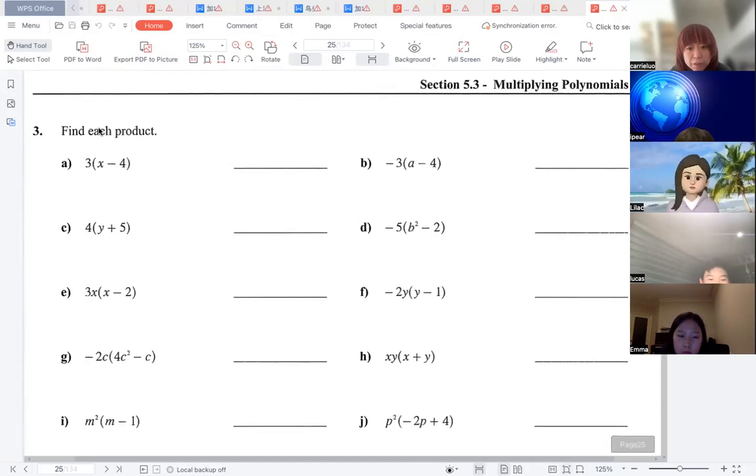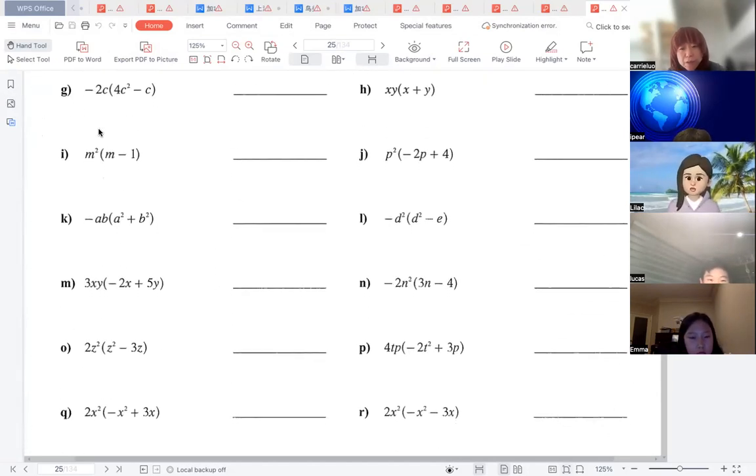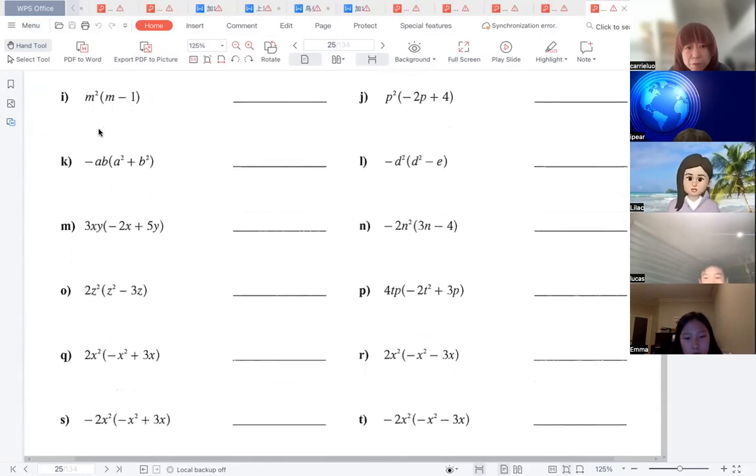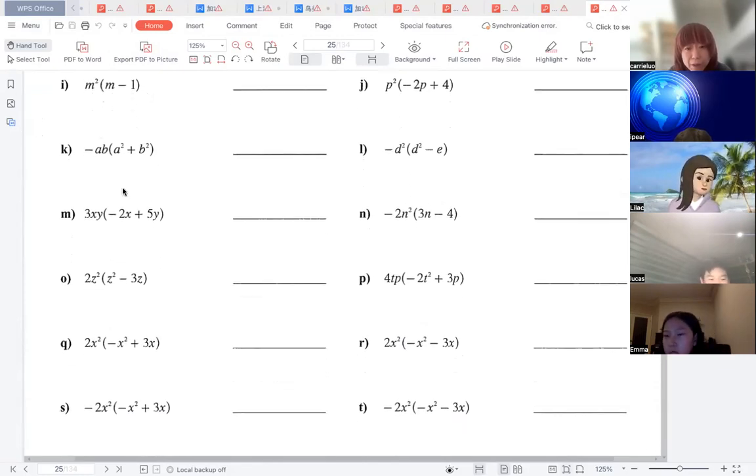Let's move forward. Okay, so these ones are just regular numbers. So what if, Daniel, Emma, we have one term that has more than one variable?